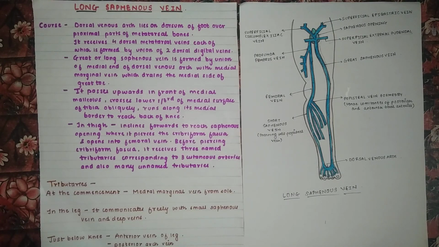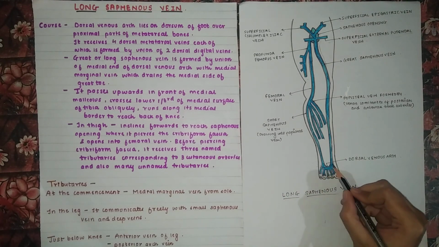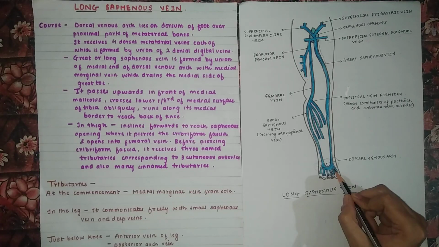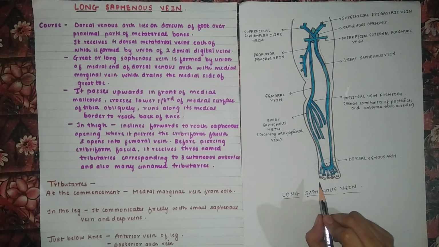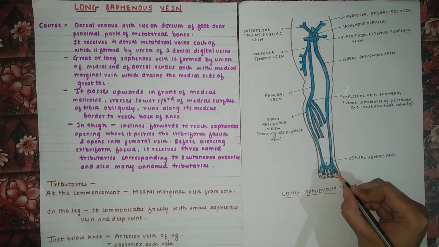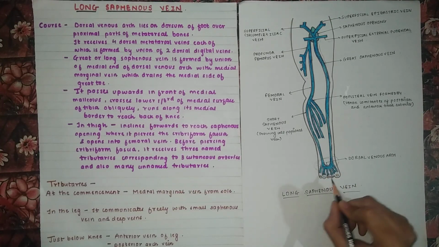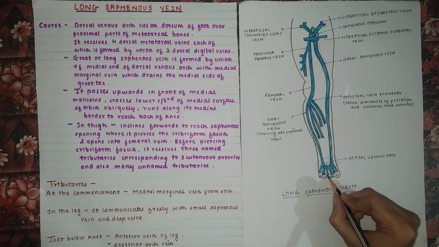Dorsal venous arch lies on the dorsum of foot over the proximal part of metatarsal bone. This is the dorsal venous arch which lies on the dorsum of the foot at the proximal part of metatarsal bones. It receives four metatarsal veins 1, 2, 3, 4, each of which is formed by the union of two digital veins.